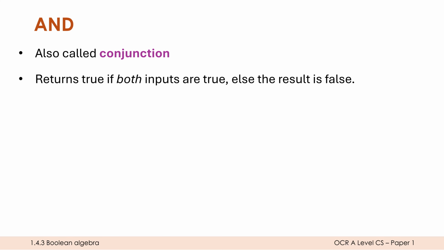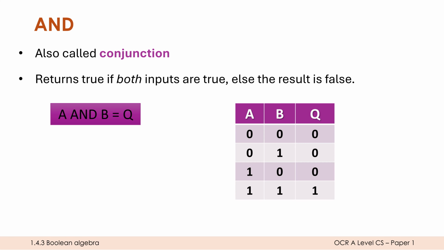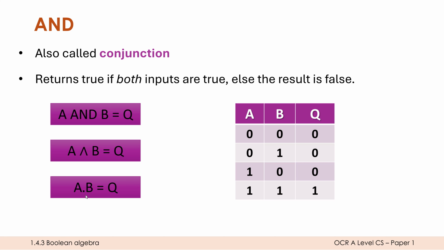And the last fundamental operator to look at is AND. So this is called conjunction. And this returns true if both inputs are true, otherwise the result is false. So AND is our strictest one. It's only true if both inputs are true. And the symbol is an upturned V, but it also can be written as a full stop. This full stop is representing multiplication. So OR and XOR are doing forms of addition. This is doing multiplication. We can see that in the table, 0 times 0 is 0, 0 times 1 is 0, 1 times 1 is 1.